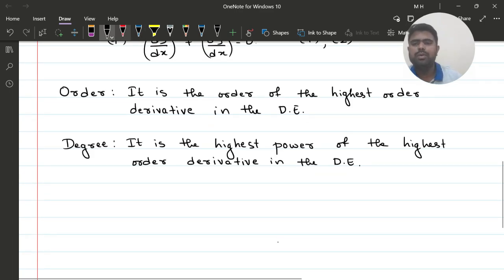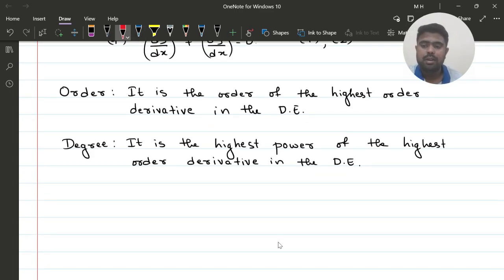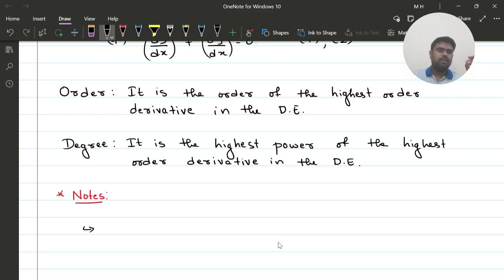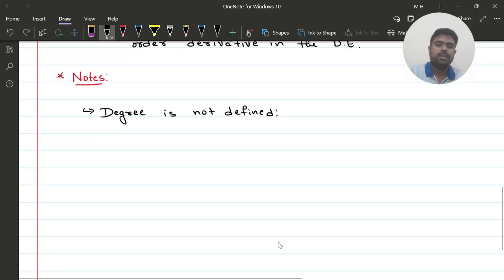Now we will have a few important notes on order and degree. These are very important, so please make sure you stress upon these points. Now, the degree is sometimes not defined. That is, sometimes we say that the degree is not defined. The degree is not defined in the following cases.